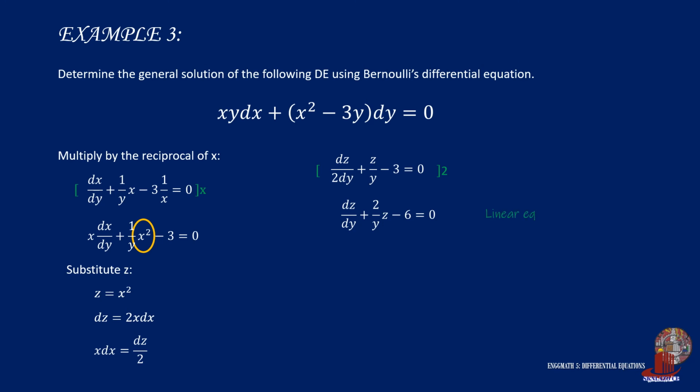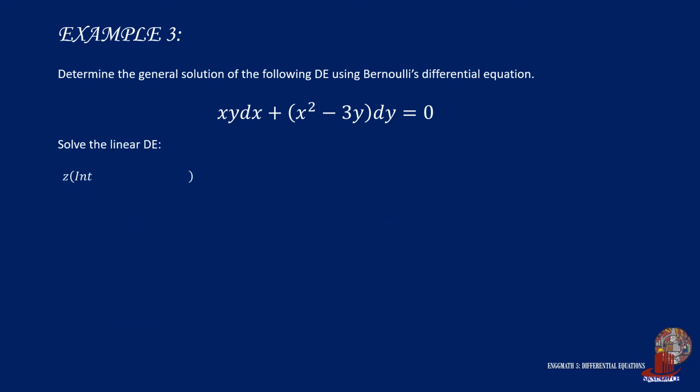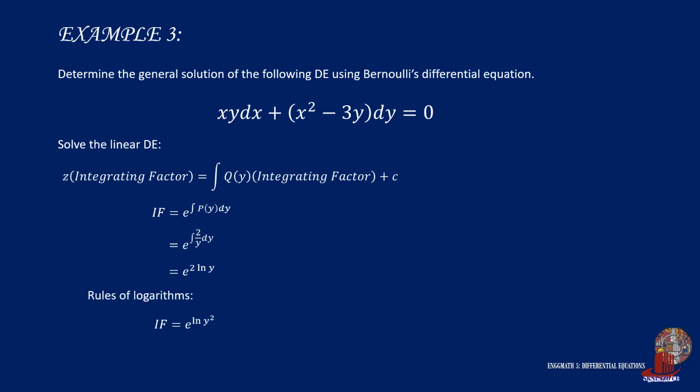This is the simplest form of the equation, and it is observed to be a linear equation, with p of y as 2 all over y and q of y as 6. Solve the linear differential equation with the standard formula, where the integrating factor includes 2 all over y as p of y. The integral of 2 all over y is 2 ln of y, so the integrating factor is e raised to 2 ln of y. In order to eliminate e, use the rules of logarithms, stating that 2 ln of y is the same as ln of y squared. Then we cancel out e and ln to give the integrating factor as y squared.